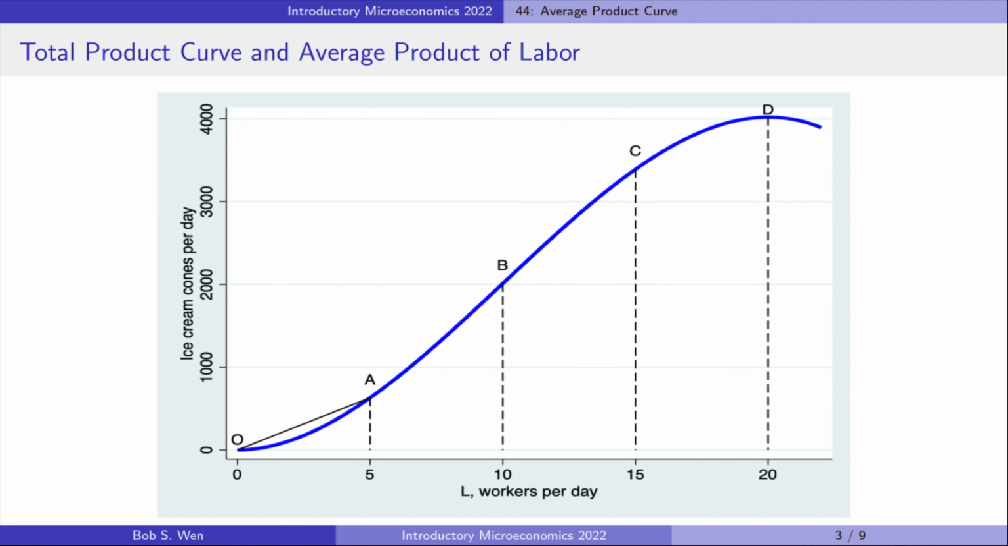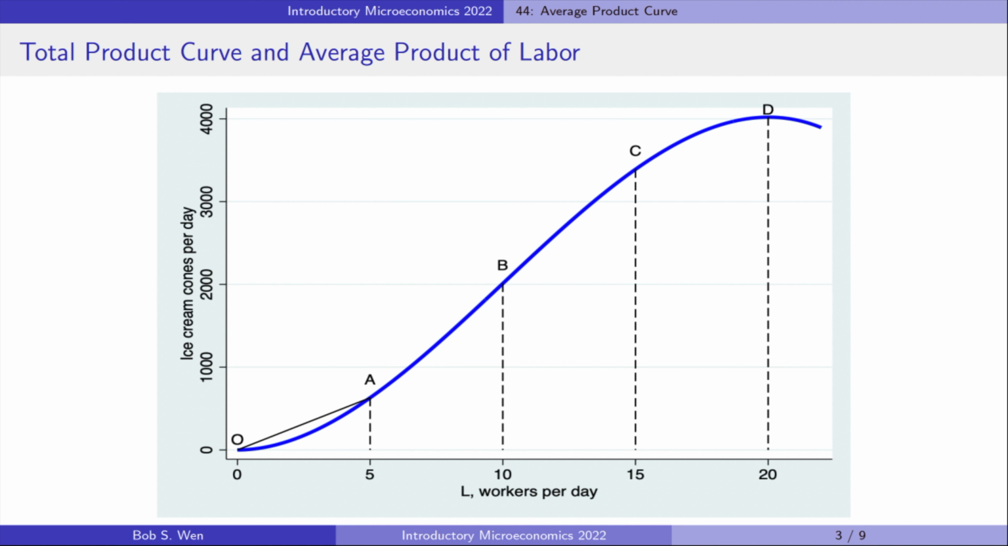Here is the total product curve. At point A, the firm employs 5 workers and produces 630 ice cream cones per day. So the average product at this point is 630 divided by 5, which equals 126 ice cream cones per day. The average product is also equal to the slope of the straight line OA.